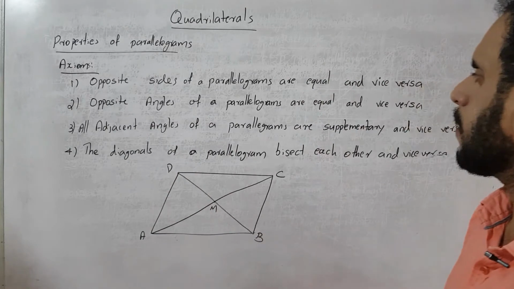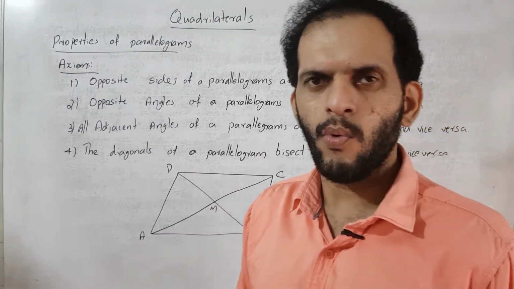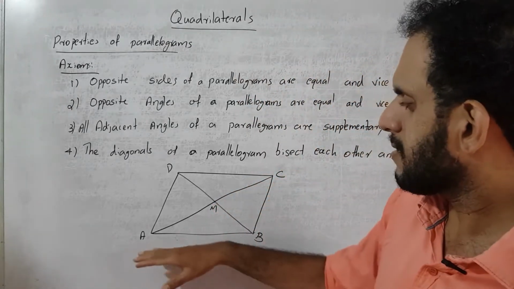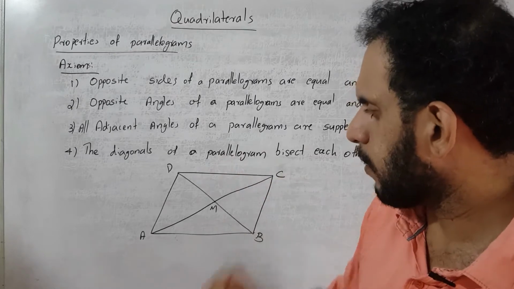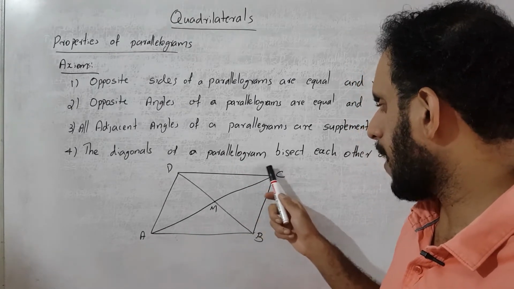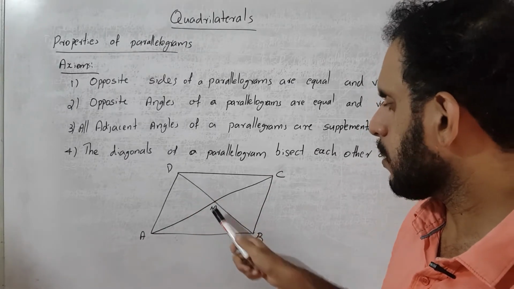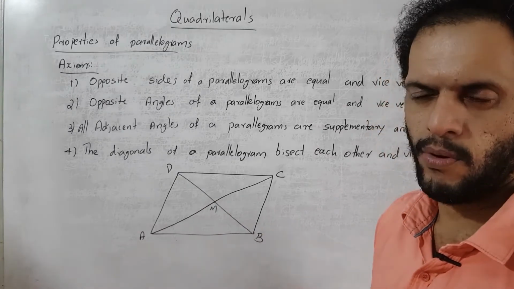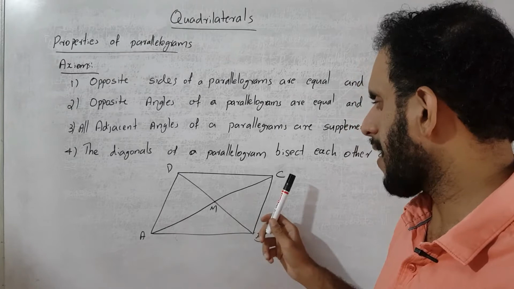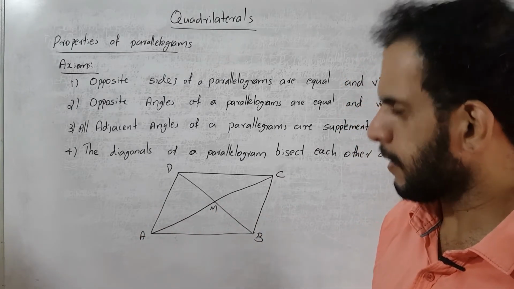Opposite angles of a parallelogram are equal. Then what are opposite angles of a parallelogram? Not only one pair, both pairs of opposite angles are equal. That means if this quadrilateral is a parallelogram, the angle A is equal to the opposite angle C and angle D is equal to the opposite angle B. So ABCD is a parallelogram, then angle A is equal to angle C and angle B is equal to angle D. That is the second property.